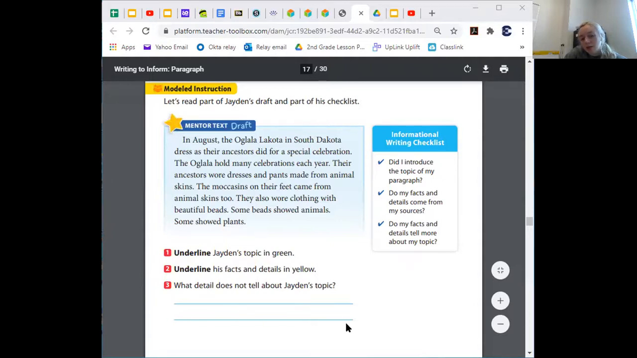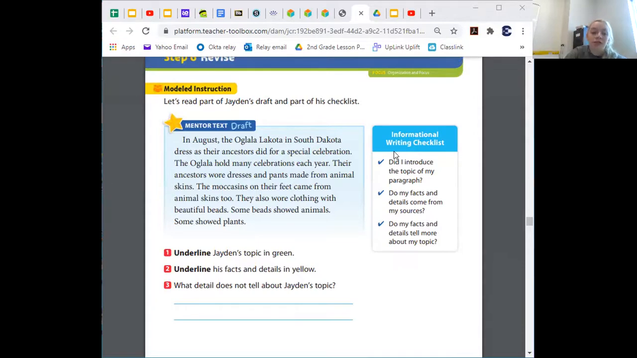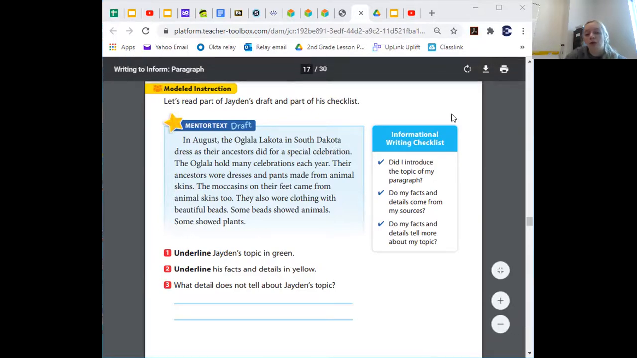Okay, I hope you have taken the time to finish underlining in green and yellow, finish copying number 3, and now let's look at the informational writing checklist and make sure that Jayden checks all of our boxes. The first one, did I introduce the topic of my paragraph? Did Jayden introduce the topic of his paragraph? Yeah, right, because we underlined his topic in green up here. He introduced it by saying, in August, the Oglala Lakota in South Dakota dress as their ancestors did for a special celebration. Okay, so number 1 is good.